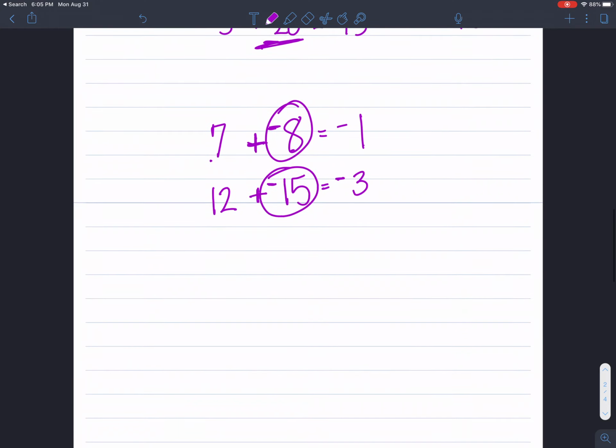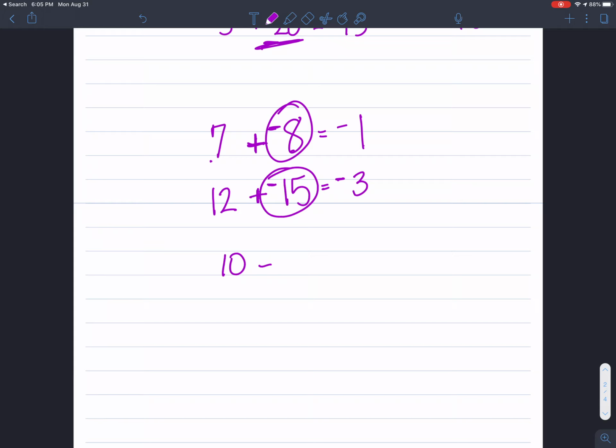Two more examples, and then I'll let you go. Let's say we have 10 minus a negative 4. So here's where we get into minus and negative. So either we're going to be subtracting a positive or subtracting a negative here. We have 10 minus a negative 4. So we can change this to addition. But if we change the problem to addition, we also have to use the opposite of the second number.